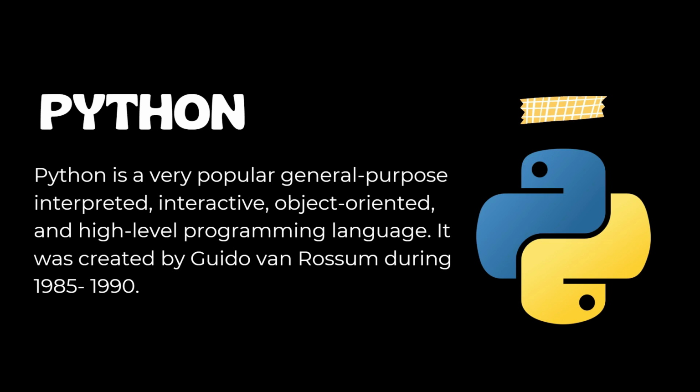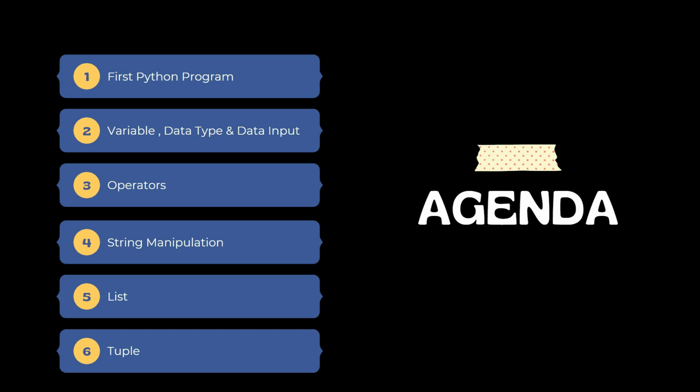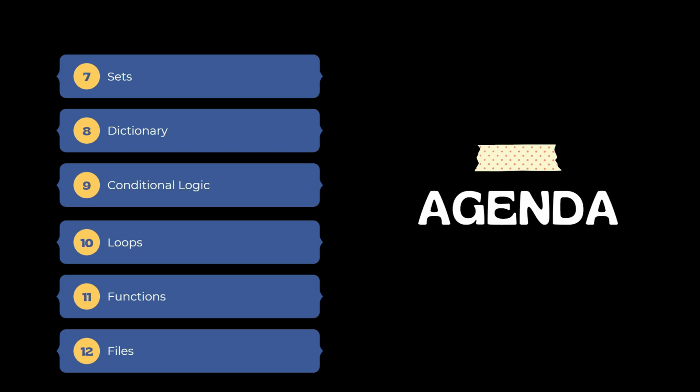So let's see the agenda for this course. What are you going to cover in this course? First, we are going to discuss the first Python program, like Hello World. Then we are going to discuss variables, data types, and data input. Then operators in Python and string manipulations with some exercises, then list, tuple, sets, and the dictionary. These four are nothing but what we call the data structures in Python.